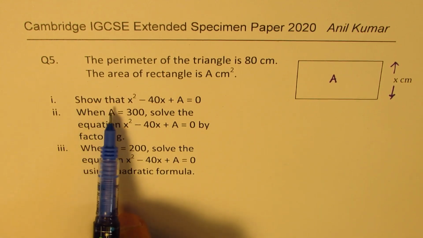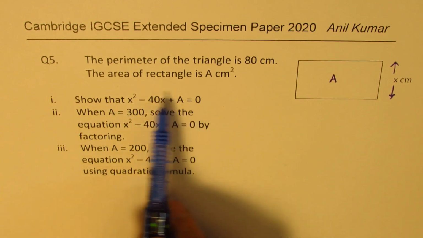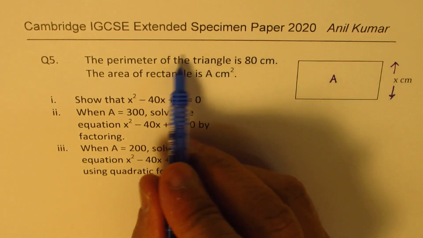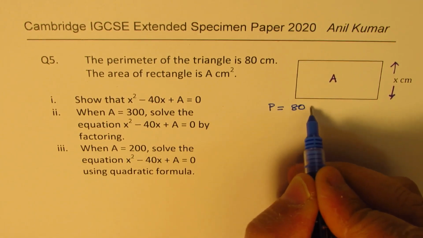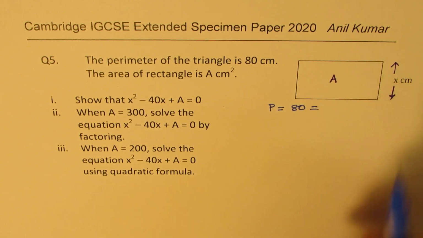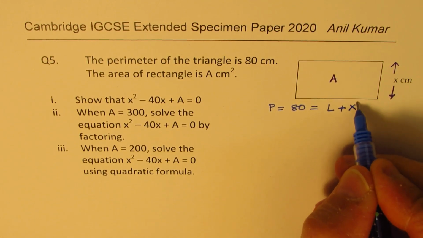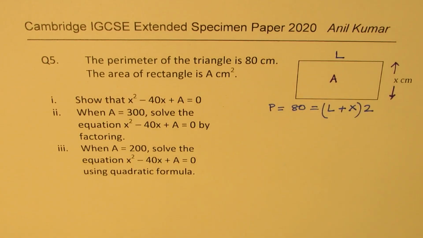First is, show that x squared minus 40x plus A equals 0. How do we prove that? So basically we are relating area, right? Now what we are given here is that perimeter P is 80. Now what should be the perimeter? Perimeter should be length plus this side x, times 2, right? That should be the perimeter if L is the length, right?